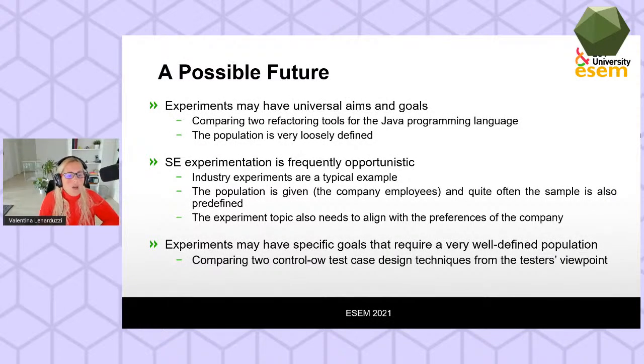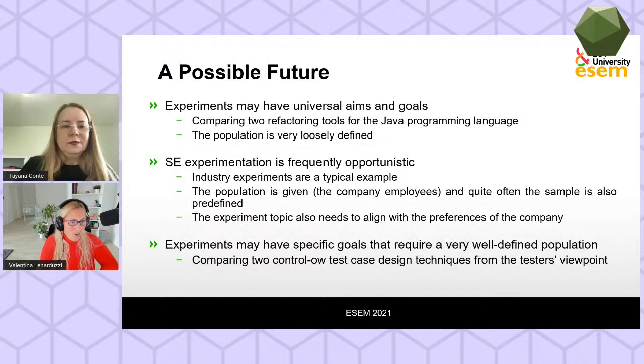For this idea, of course, we highlighted some potential future. And we depicted three main scenarios. The first scenario is an experiment with universal aims and goals, through the comparison of two refactoring tools for the Java programming language, for example, where the population is very loosely defined. The second is that software engineering experimentation is frequently opportunistic, and we, of course, consider the industrial experiment the typical example. And the experiment topics also need to align with the preferences of the company, for example. And the last one is an experiment that may have a specific goal that requires a very well-defined population, through the comparison of two test case design techniques from the testers' viewpoint. The last one, please.